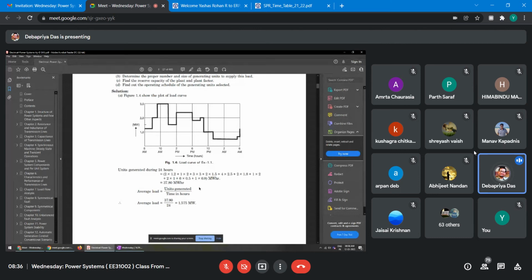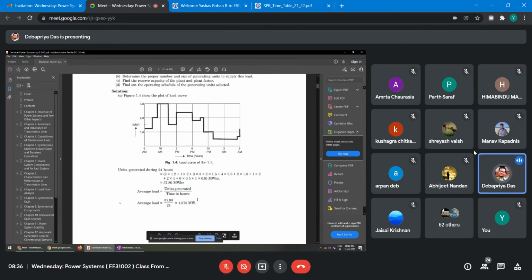So average load will be unit generated divided by time in hours. This is your unit generated, and time is 24 hours. So it will be 1.575 megawatt. This is your average load. If you draw a horizontal line parallel to your x-axis, that is the time axis, it will be at 1.575, somewhere between 1 and 2. If you draw a line, it will be the average load, right?